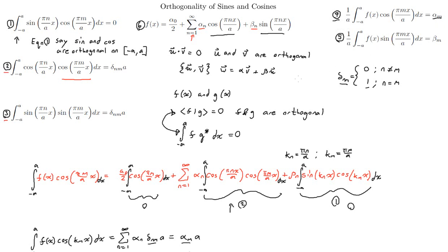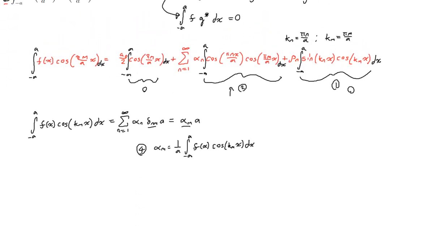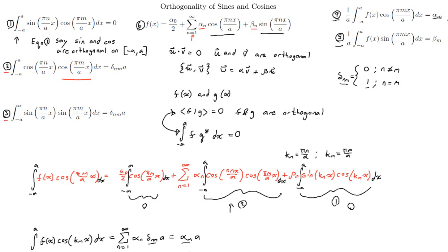You can go through the exact same process using equations 1, 2, and 3, doing the same process, but instead of multiplying both sides by cosine of k sub m x, you do it with sine of k sub m times x, and you'll get equation 5. I'll leave that to you to do, and it's a good exercise to do on your own to really get a feel for what's going on here. So that, I think, just about does it for orthogonality of sines and cosines.